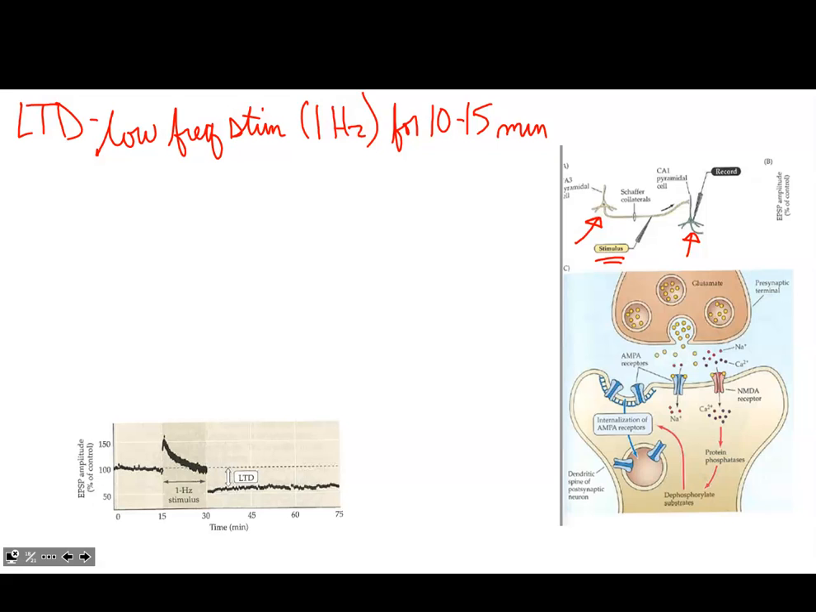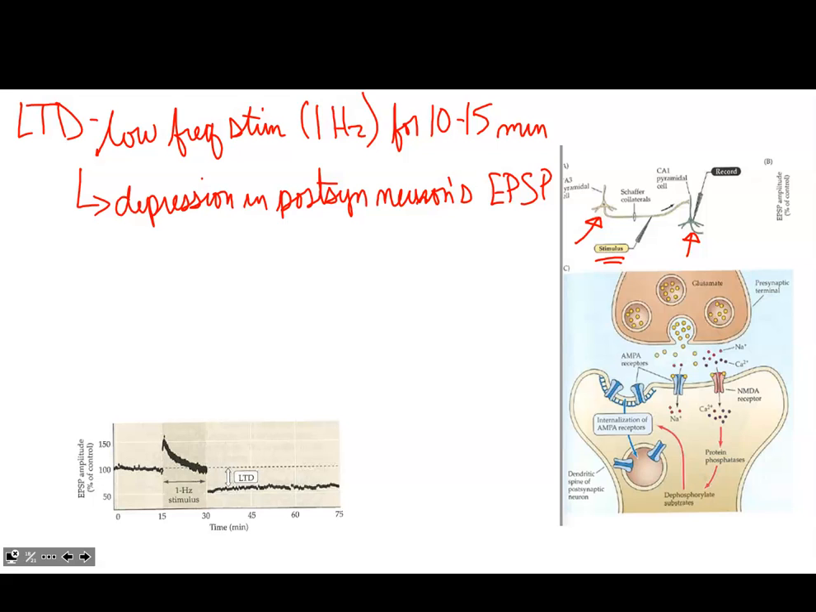Okay. And what we see after we do this is a depression in the EPSPs of the postsynaptic neuron. So LTD is a depression in the postsynaptic neuron, as measured by its EPSP. That is, the membrane potential change was at some level, and now it goes down. We get a smaller change. So although the postsynaptic neuron is still moving toward threshold, it's just moving toward threshold to a lesser degree.